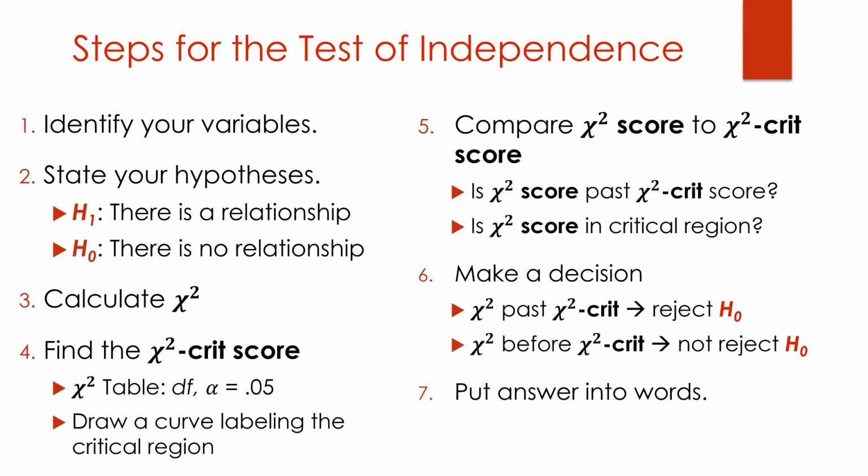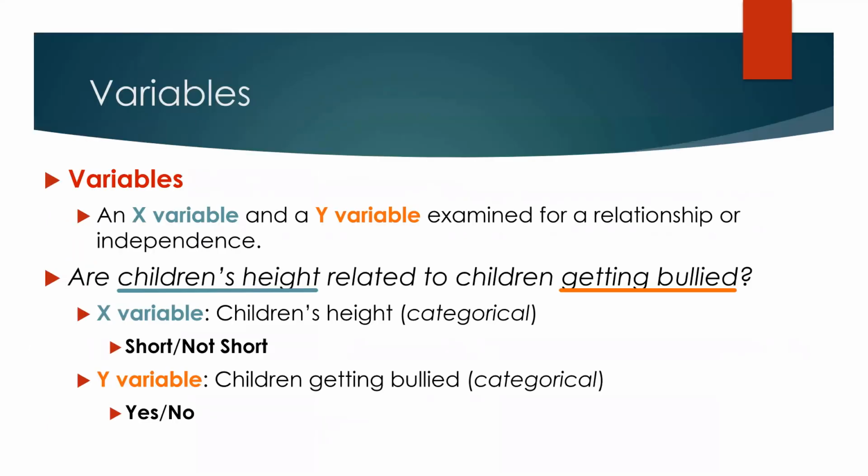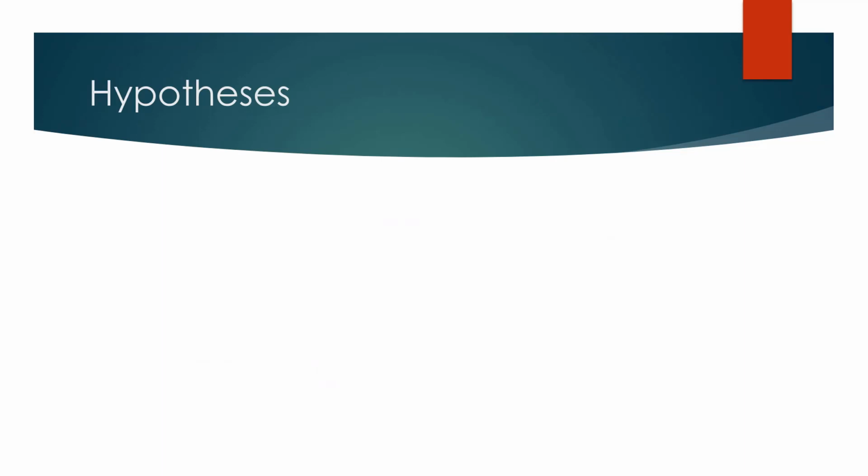So our first step, after we form our question, of course, when we have a research question, we begin this process. Our first step is identify our variables. Now we did this in the last video, so I won't linger on it here, but children's height is our X variable. We see how it's measured there, short, not short. Y variable is getting bullied, yes or no. The second step now is to get into our hypotheses.